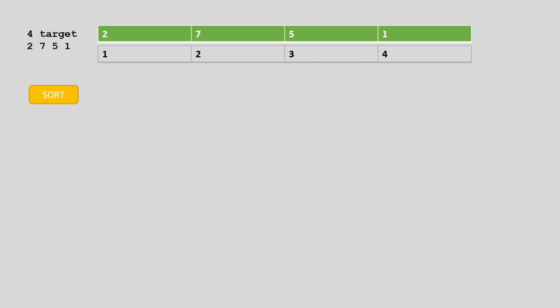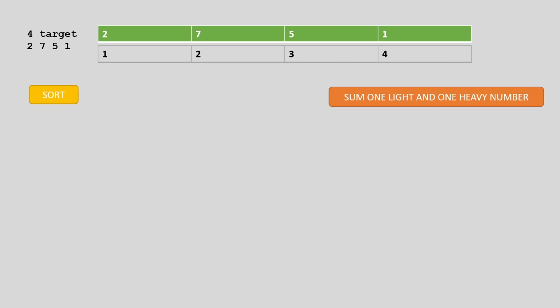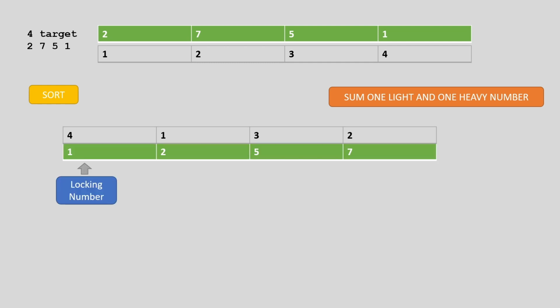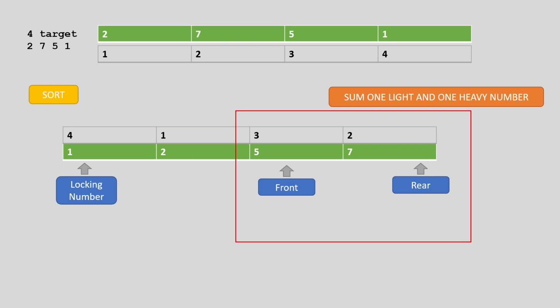So let's say we are given 4 integer values and some target. Then what we were doing was some sorting mechanism, and we were adding one light and one heavy number, and this we were doing in two sum. In three sum, we locked a number, and we were having two pointers, front and rear. Also, this locking number doesn't mean that we are locking it forever. It is just a way that we are implementing two sum in this section while locking this.